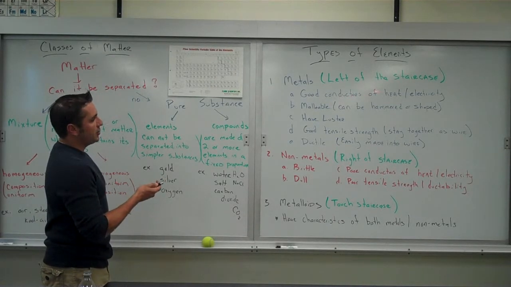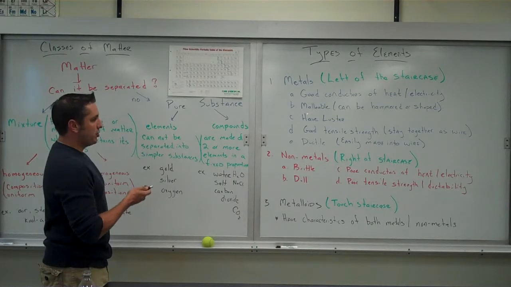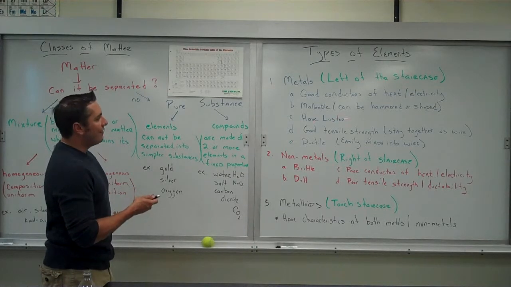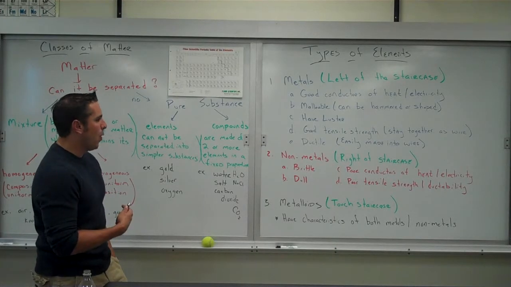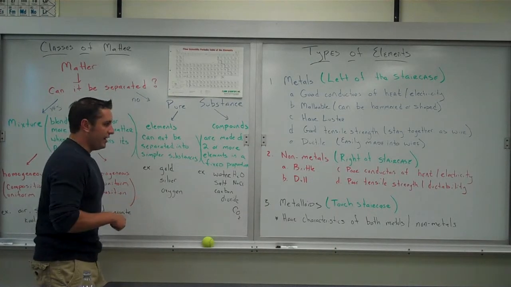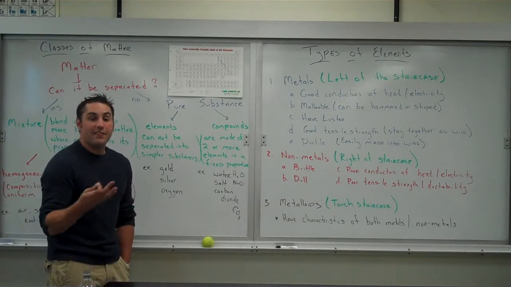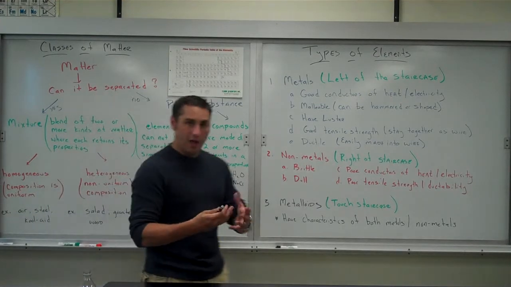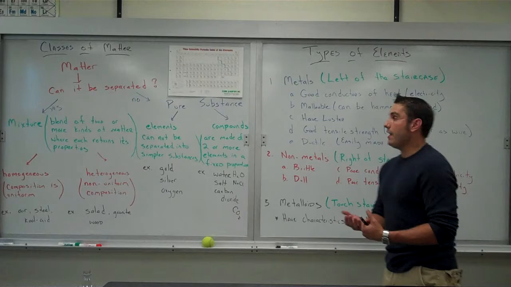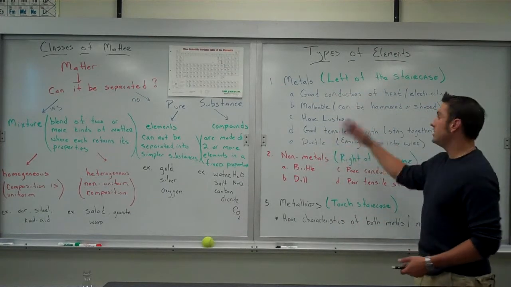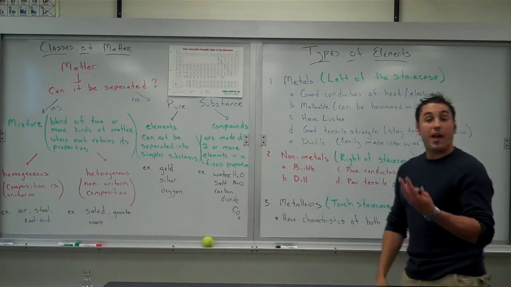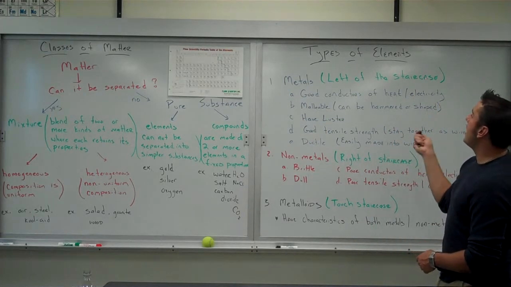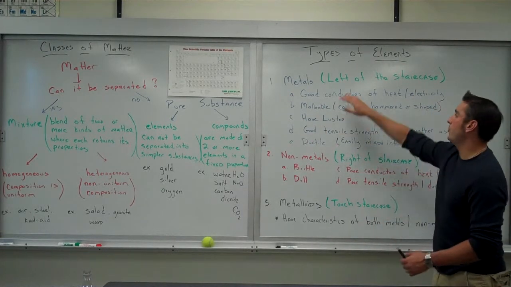Metals are good conductors of heat and electricity. Metals are malleable. Metals have luster. Metals have good tensile strength. They stay together as wire. And they're very ductile. How can I tell if an element is a metal or not? Well, if I have a sample of an element, I can test for each of these things, and if it fits those categories, then I'd say yes, it's a metal. If I know what it is, the periodic table will tell me if it's a metal or not.